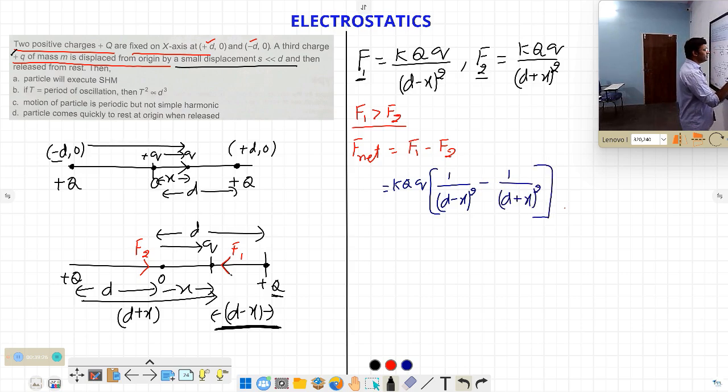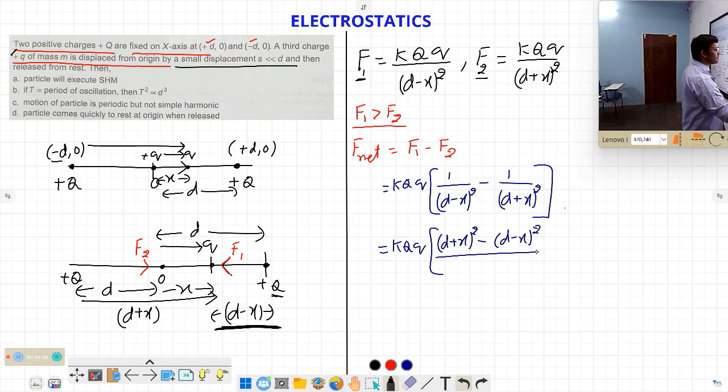Now solve this one to get the resultant, that is k into Q q into d plus x whole square minus d minus x whole square, total divided by d minus x whole square into d plus x whole square. Now if you observe the denominator terms, it is in the form of a plus b whole square and a minus b whole square.